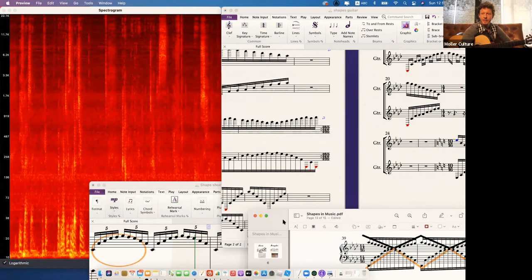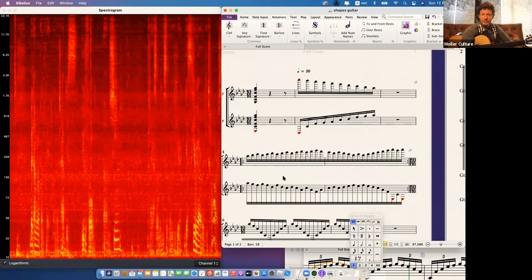Yes, here we are with guitars. Okay, that's what we were just looking at here. Let's hear that.